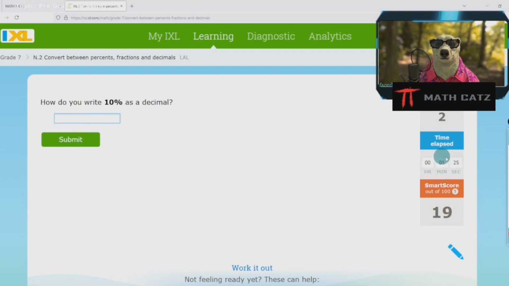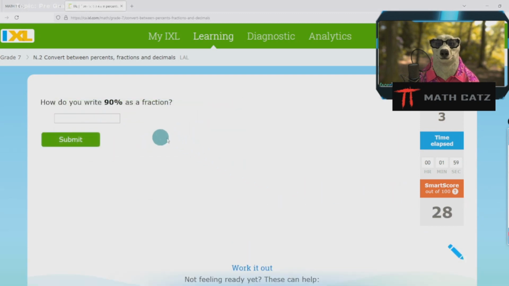How do you write 10% as a decimal? Ooh, so the other way around. So if I think about my decimal places, those first 2 count the hundredths. 10% is the same as 10, that percentage over 100. It's just a standardized fraction. And so that'll be 0.10 or just 0.1. You don't have to write the 0, but I'm going to. 0.10.